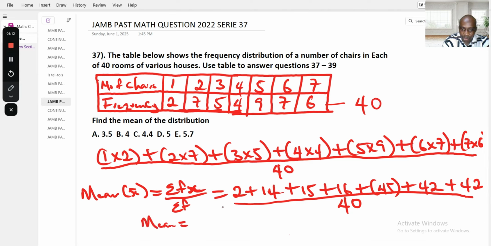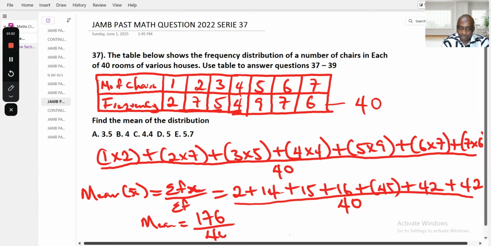our mean equals, when you add 2 plus 14 plus 15 plus 16 plus 45 plus 42 plus 42, it's going to give us 176 divided by what? 40. Our final answer is going to be what? 4.4. When you divide 176 by 40, do we have 4.4 there? Yes, C. Our final answer is C. That's the mean, 4.4.